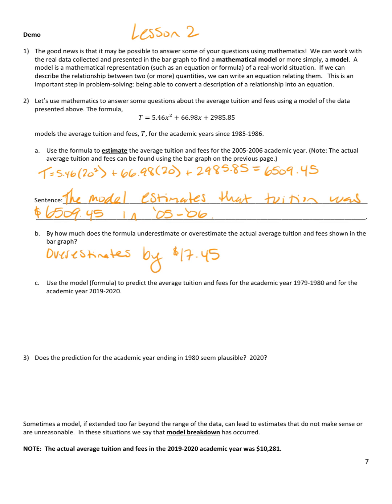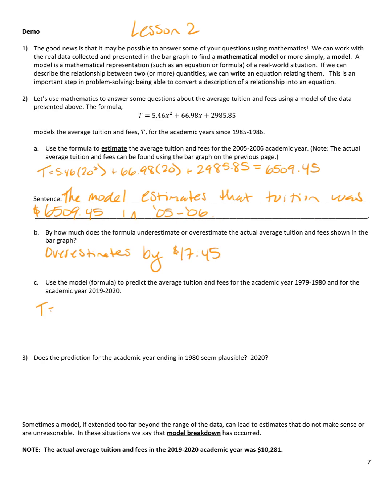Then I want to use the same model to predict average tuition and fees for 79 to 80. So that's before year 0. Remember we called 85, 86 year 0? So this is going to be 6 years before that. So I'm going to plug a -6 into my formula. So T is 5.46 times -6 squared plus 66.98 times -6 plus 2,985.85. And we get $2,780.53.